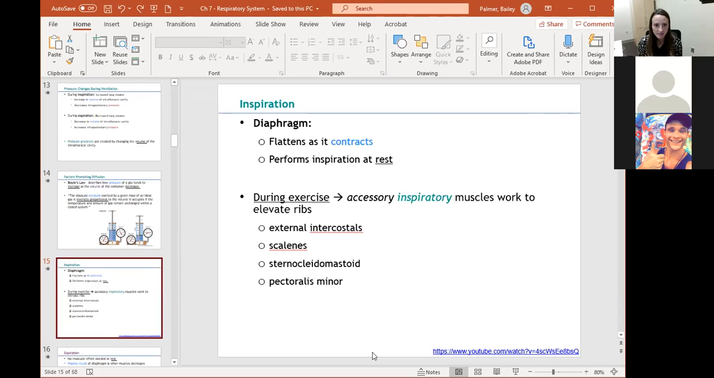But during exercise, we need extra effort to elevate the rib cage. Four muscles here are going to work to do that. You have to know all four. External intercostals originate upward, allowing the rib cage to be pulled up. Scalenes and the sternocleidomastoid are up here in the neck and chest area, also pulling the rib cage upward. And then pectoralis minor is one of our pec muscles and pulls it upward. That's how you want to think about these muscles. These muscles work to elevate the ribs as we inspire.